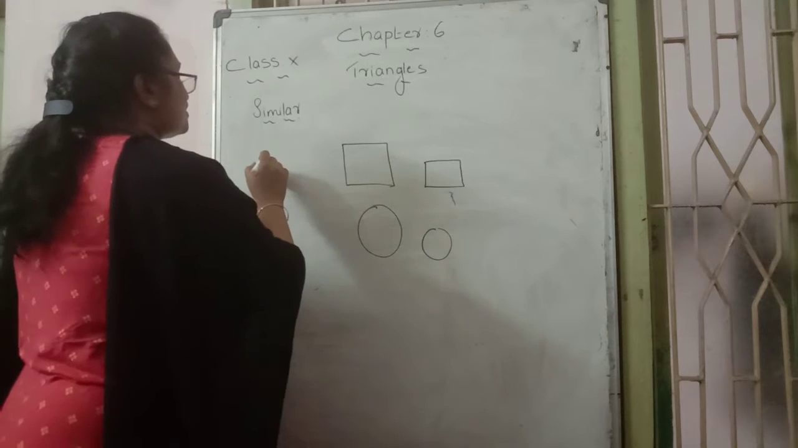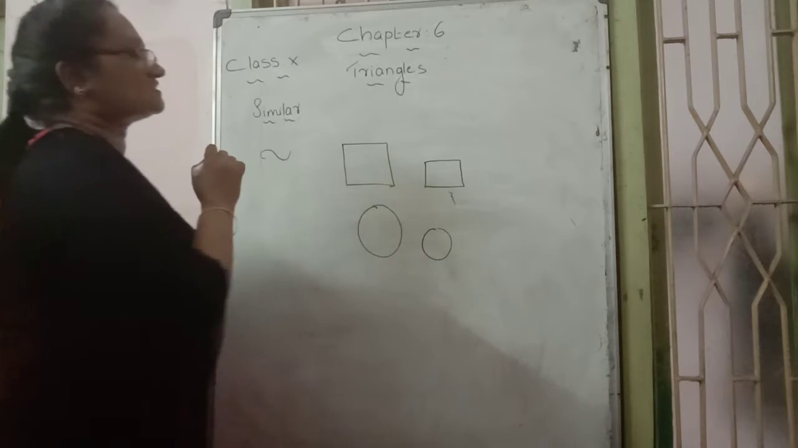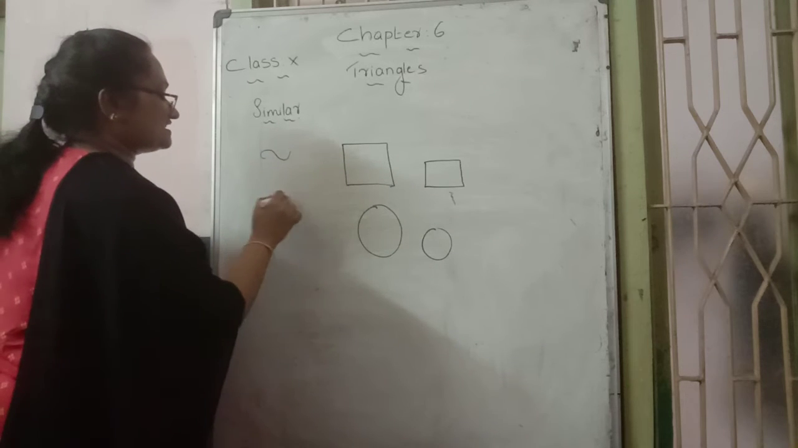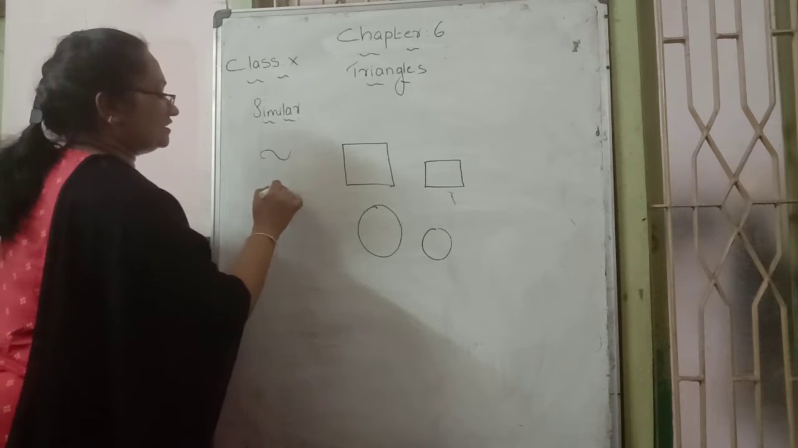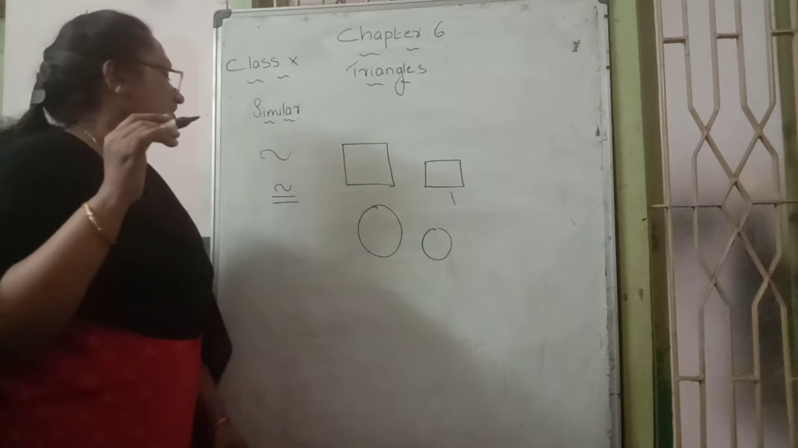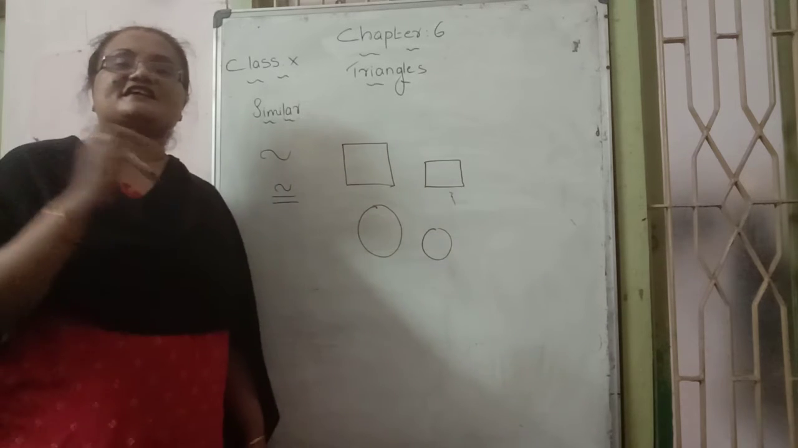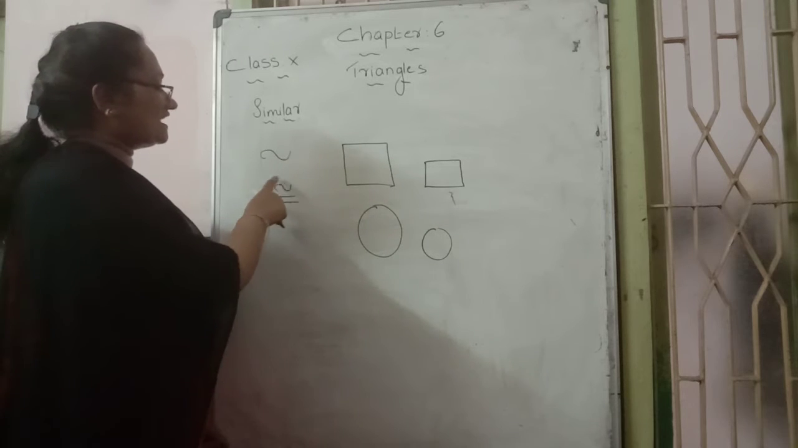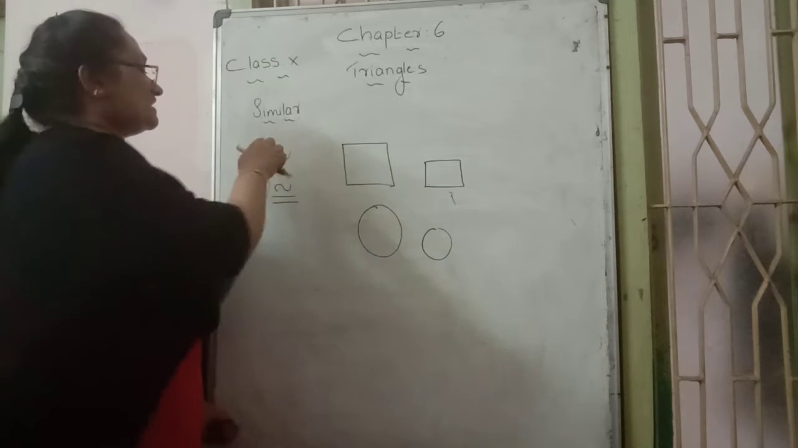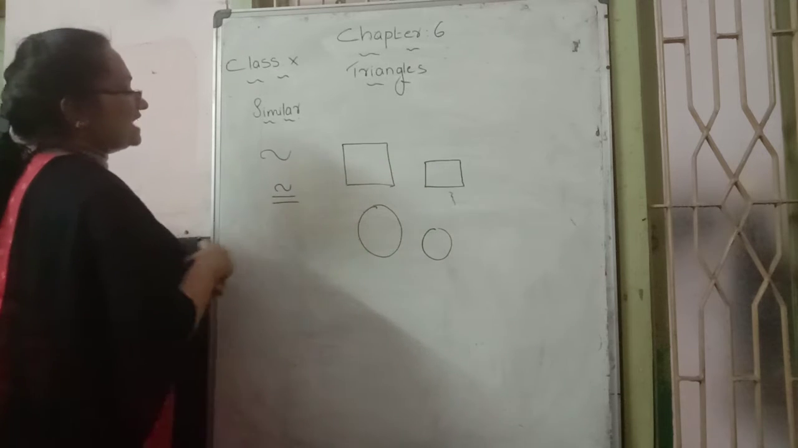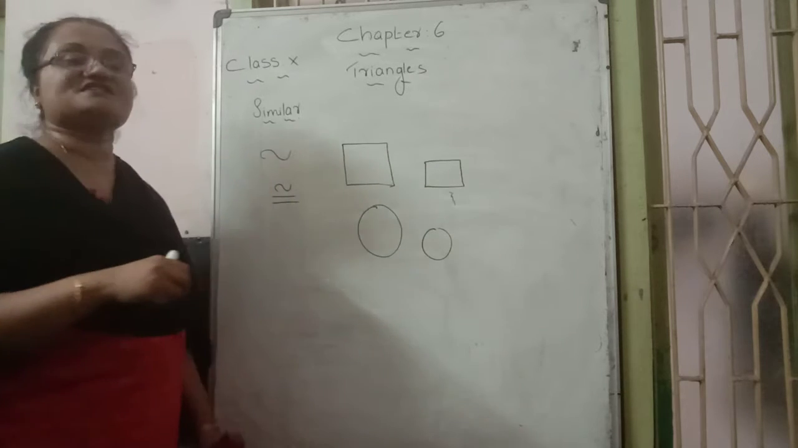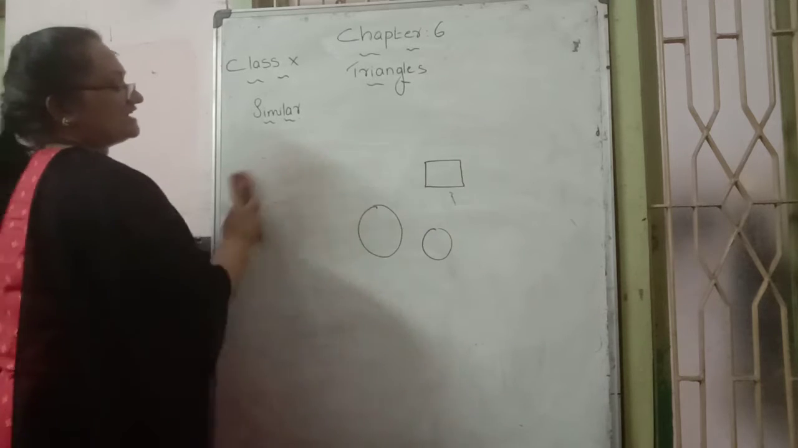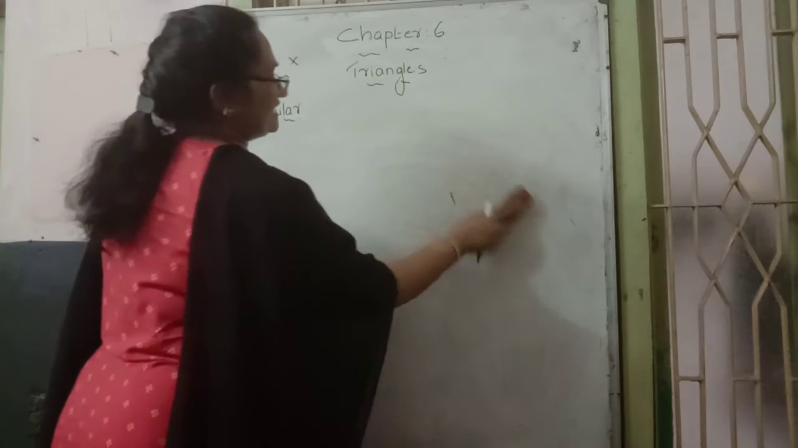Then the similarity symbol is like this. This symbol represents similarity. Last year, in 9th class, we learned congruency in the triangle case. They are congruent triangles, with two equal marks. But in the similarity case, we mark it in this way. This symbol represents similarity.